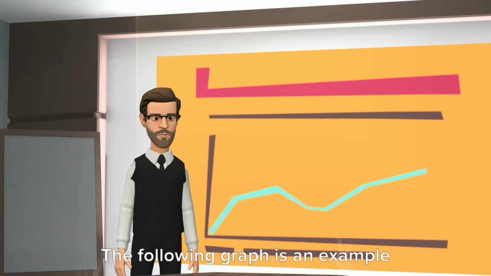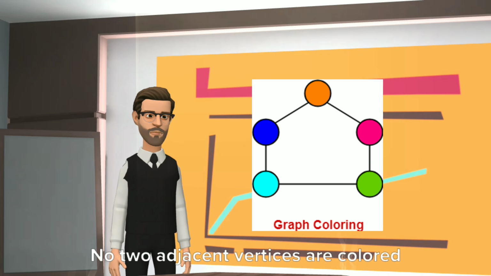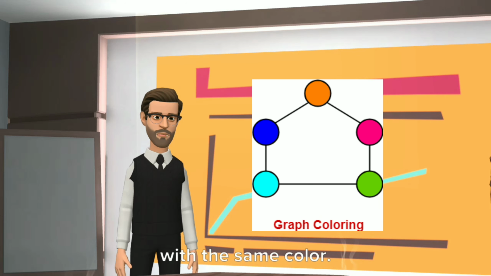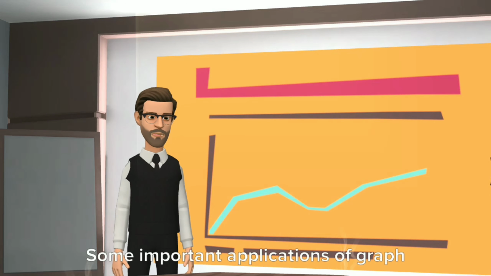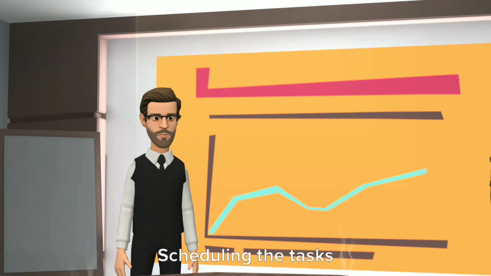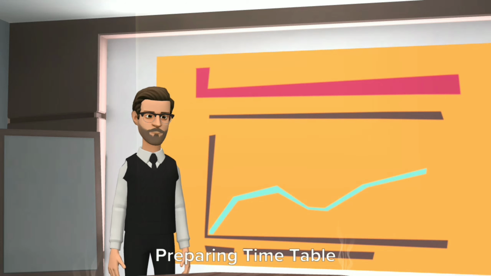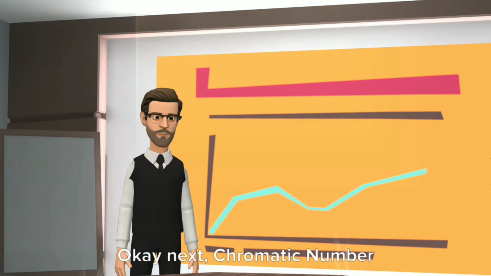The following graph is an example of a properly colored graph. In this graph, 1. No two adjacent vertices are colored with the same color. 2. Therefore, it is a properly colored graph. Some important applications of graph coloring are as follows: map coloring, scheduling the tasks, preparing timetable, assignment, conflict resolution, and Sudoku. Okay, next, chromatic number.